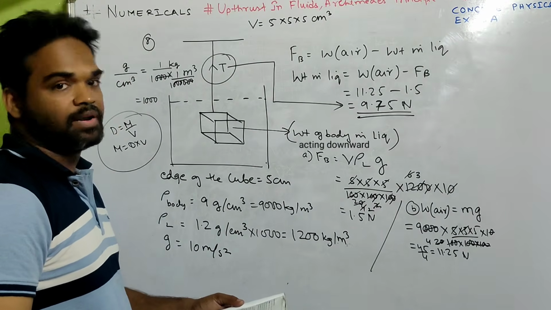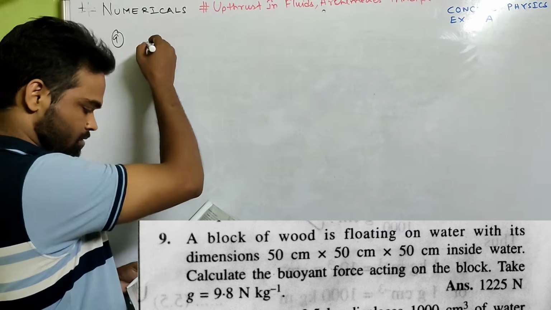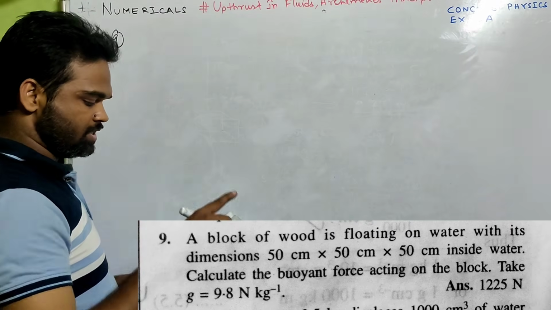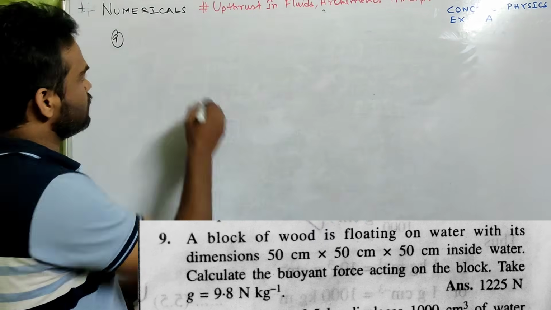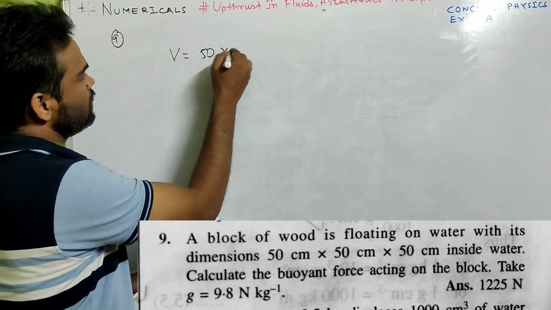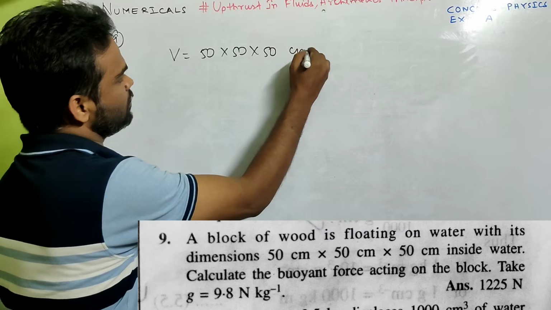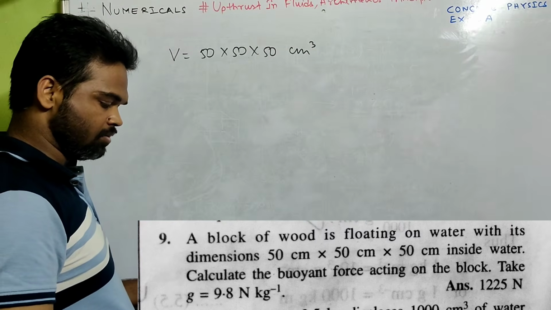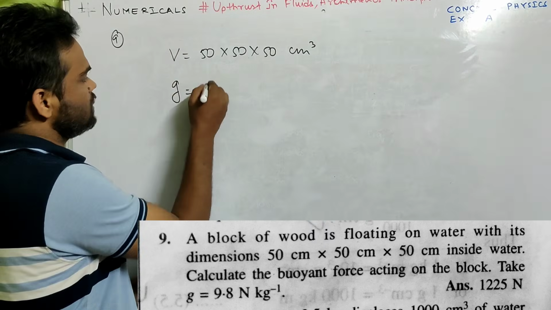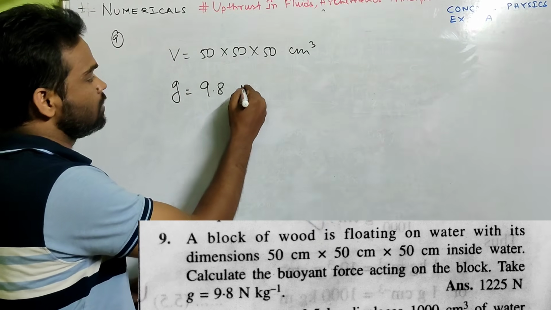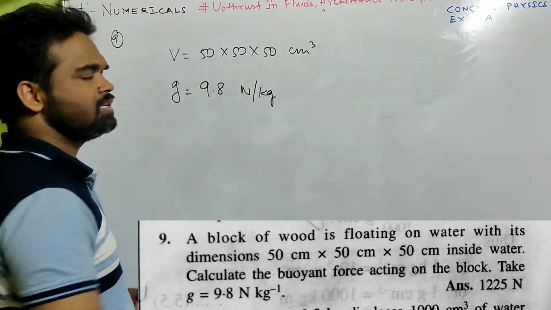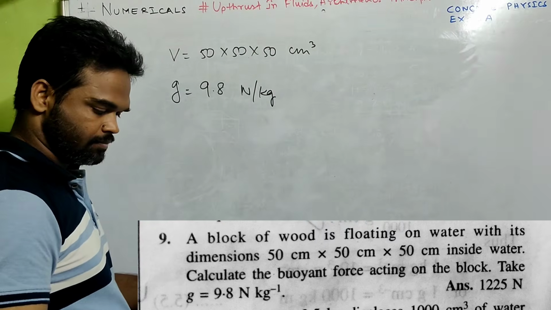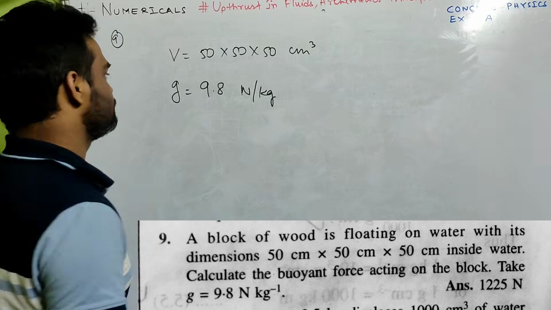Now look at number 9. A block of wood is floating on water with its dimension 50 centimeter into 50 centimeter into 50 centimeter, which means volume will be 50 into 50 into 50 centimeter cube. Calculate the buoyant force acting on the block. Take g as 9.8 Newton per kg. Very easy. It is floating in water.